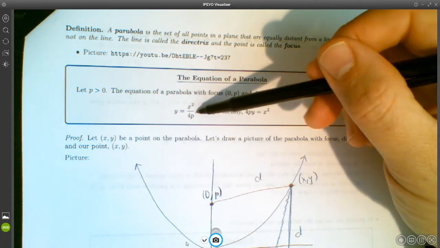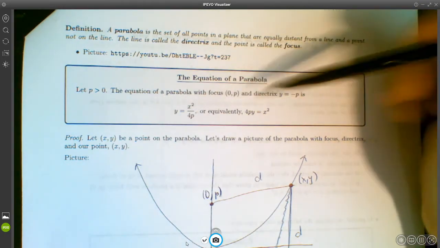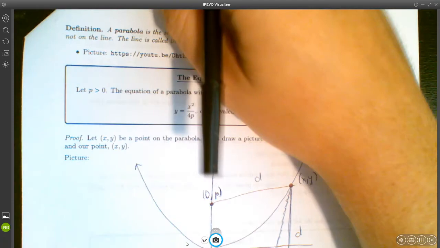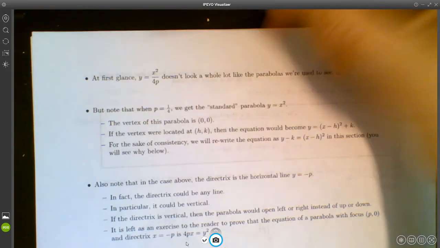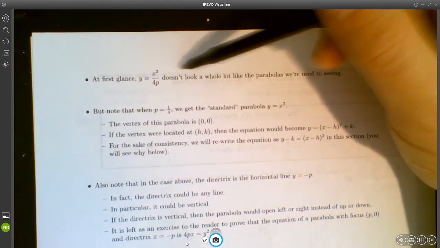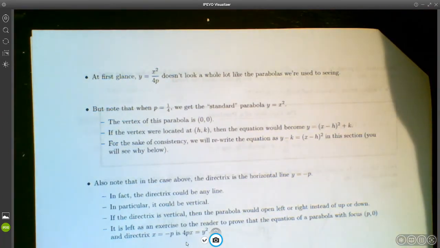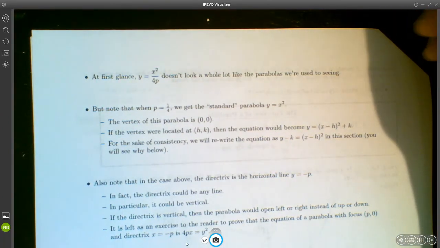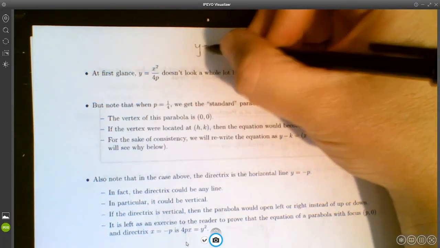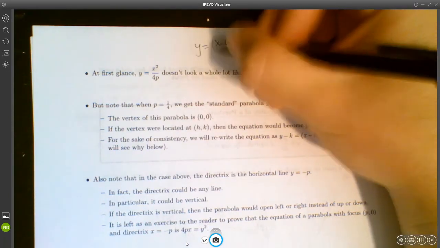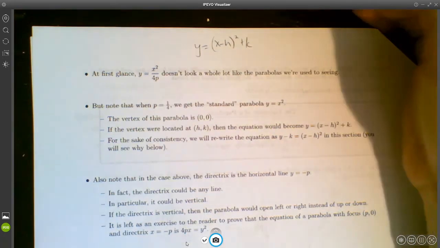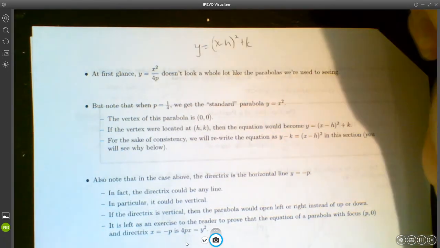So this is the equation for a parabola with focus (0, p) and directrix y equals negative p. Now, a couple things to say about that. At first glance, y equals x squared over 4p doesn't look a whole lot like the parabolas we're used to seeing. The parabolas that we've graphed in this class and that you probably graphed in your previous algebra classes, they all looked like y equals (x minus h) squared plus k or something like that. This doesn't look anything like that.